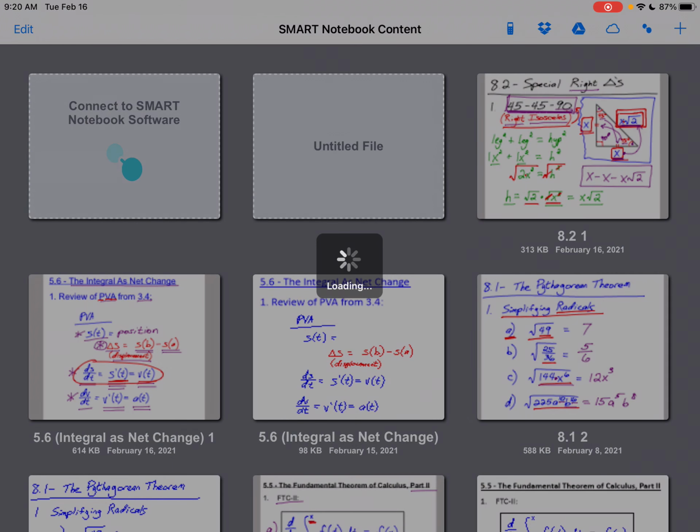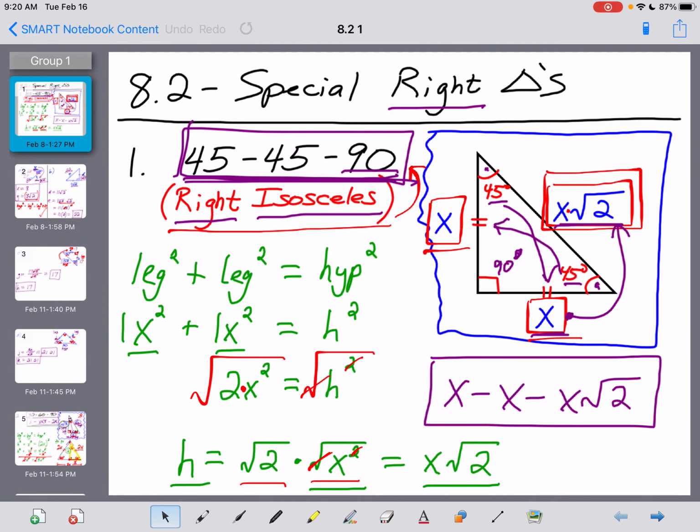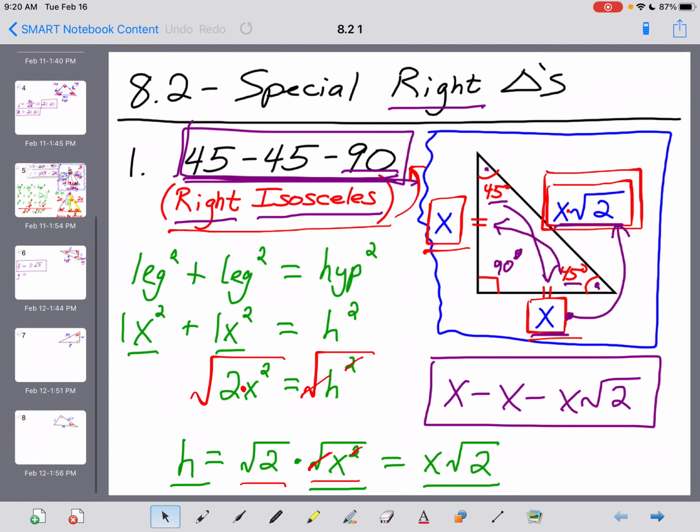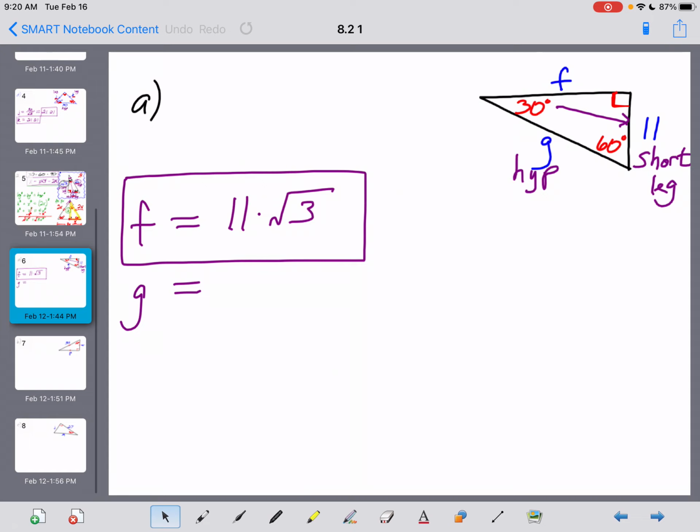Okay, and here we are into the 8.2 file. And here's where we were, and it looks like we didn't lose anything, so that's good. So back to this. I'm sorry, guys.